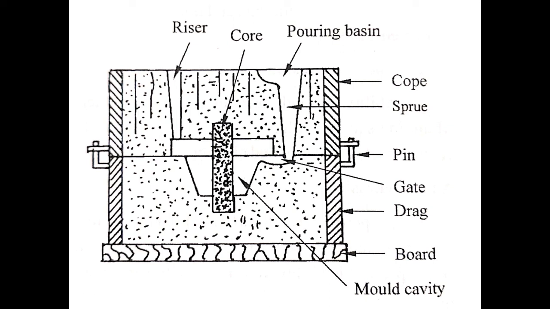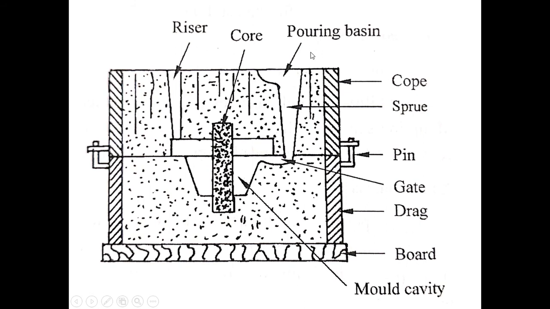Actually the pouring takes place into this part, through which the molten metal passes and finally reaches this mold cavity. So it consists of a pouring basin, a sprue, and a gate. This small region is called a gate.